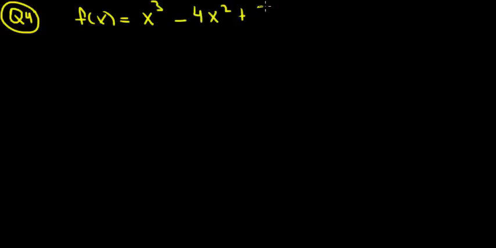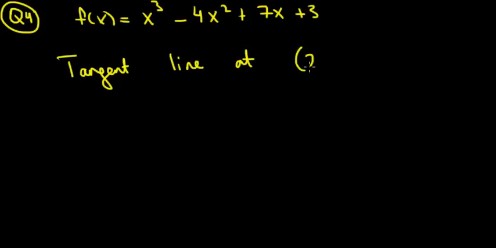In question 4, we're working with a tangent. So question 4, we have a function f of x equals x cubed minus 4x squared plus 7x plus 3. And the question is, at which point does the tangent line at x equals 2, f of 2, and the tangent must lie on our graph, or must lie on our function, let's say, our graph.